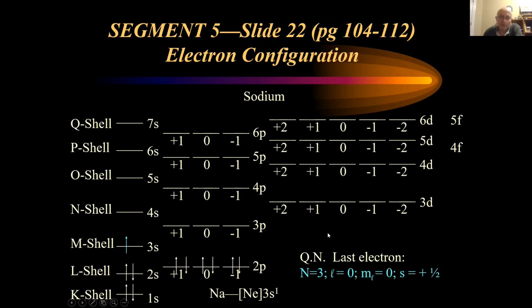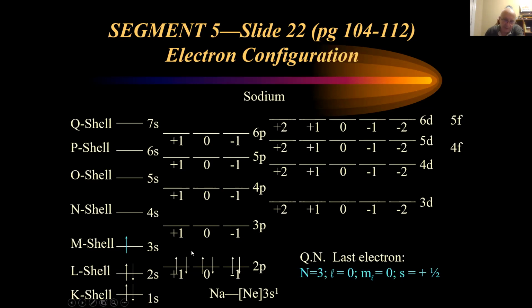Now, let's go to sodium. Sodium is element number 11. If I'm going from scratch, I'm going to do 1, 2, 3, 4, 5, 6, 7, 8, 9, 10, 11. That's where the extra electron is going to go, here.